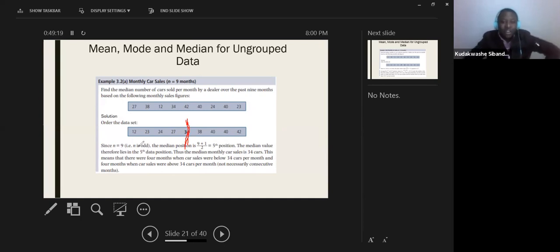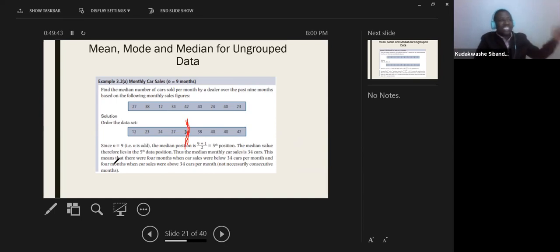So the median value here is 34, right? This means that there were 4 months when car sales were below 34 cars per month, and 4 months when car sales were above 34 cars per month. So basically that's how you interpret your data using the median.